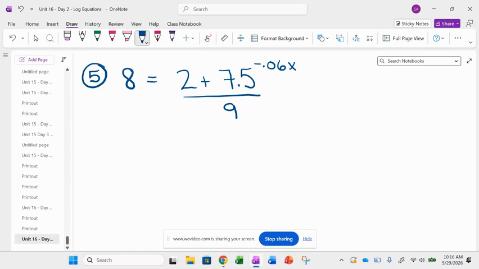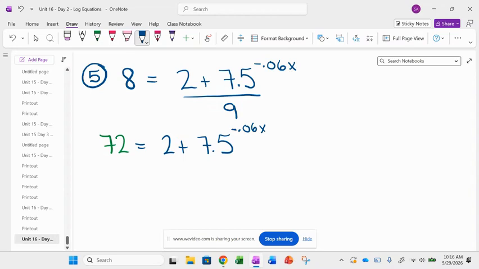So we're going to do one step at a time. What do you think the first step's going to be? Violet? You got it. Multiply both sides by 9. And when we do that, we're going to get 72 is equal to 2 plus 7.5 raised to the negative 0.06x.